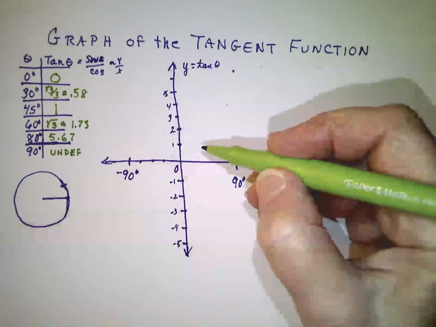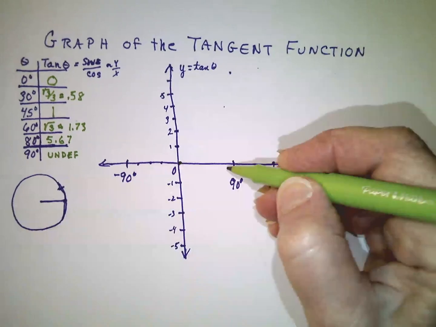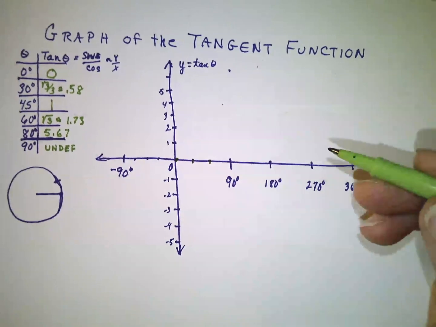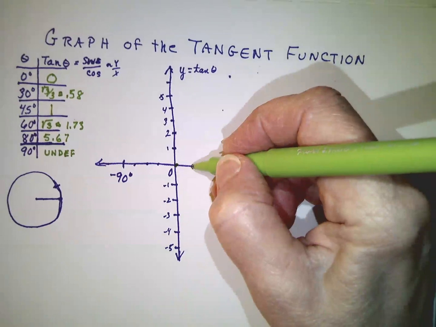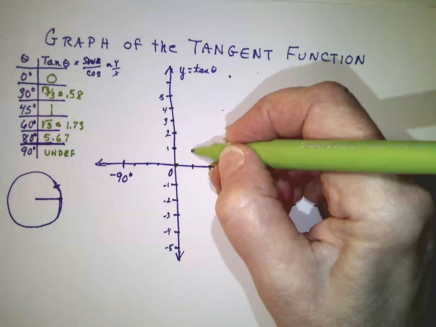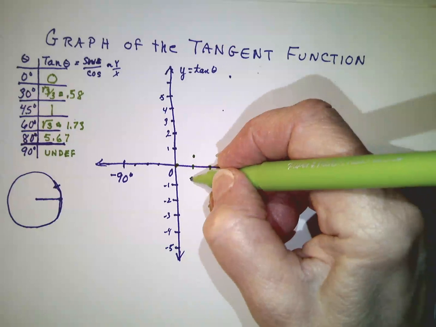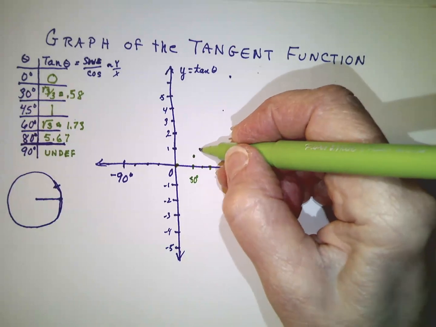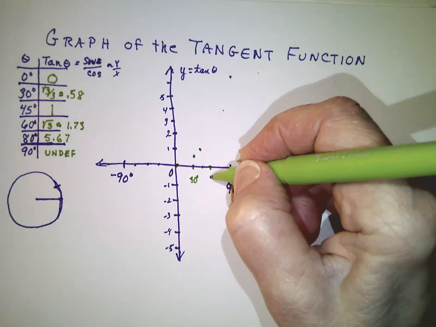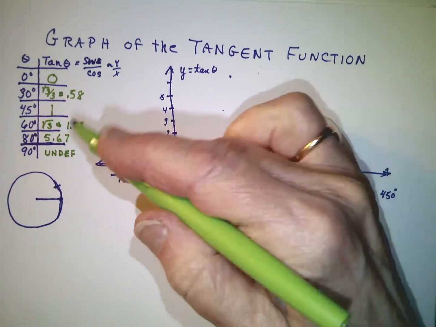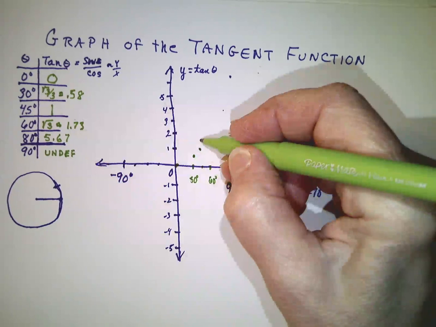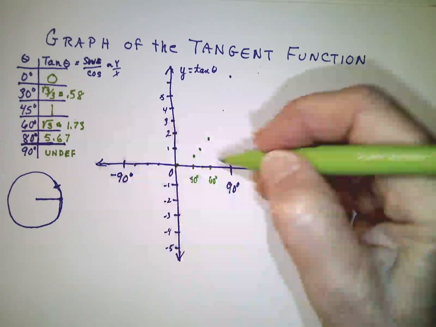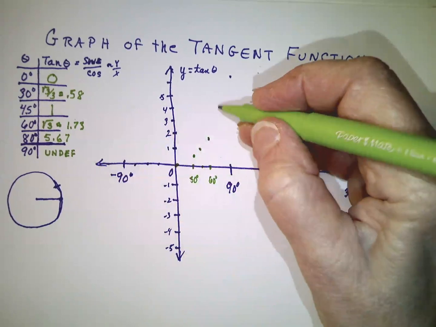So I'll try to plot some of these. 0, 0. Let's see if I can divide this up reasonably evenly. At 30 degrees, it was 0.58. 45 degrees is right in the middle here. It was 1. 60 degrees, it's about 1.75. 80 degrees, it's about 5.67.